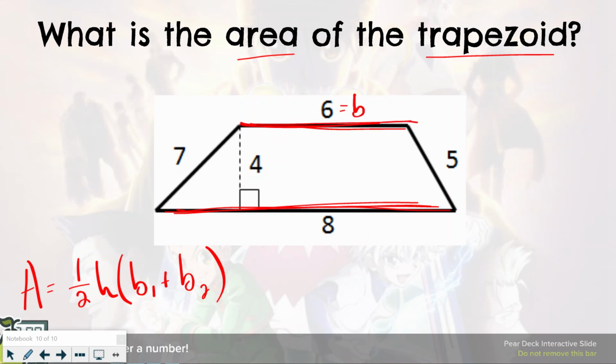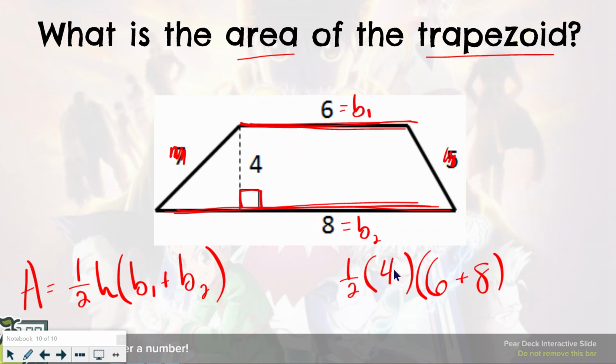I'm going to say that this is my base 1, and this is my base 2, since I think that's the way it's shown on the formula sheet. So we're going to use 6 as base 1 and 8 as base 2. Again, we're not squaring this. We're just leaving that as a normal 8. And then writing 1/2 times the height. It's always going straight up and down. It's not the slanted sides here. It's going straight up and down, and it's connected at that right angle, so here it's 4.